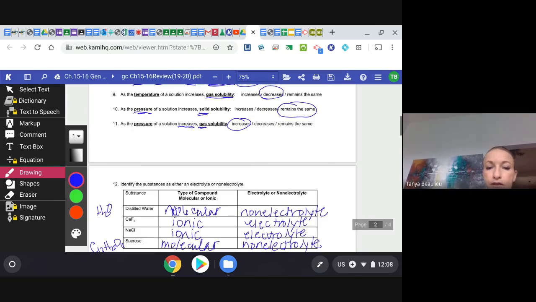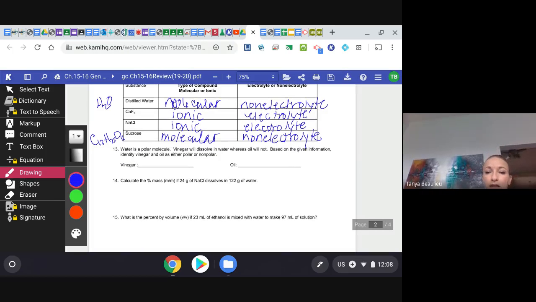All right, so let's go to number 13. 13 is dealing with the idea of like dissolves like. Polar solvents dissolve polar solutes. Nonpolar solvents dissolve nonpolar solutes, but polar and nonpolar will not mix. So here it says water is a polar molecule. Vinegar will dissolve in water, whereas oil will not. Based on the given information, identify vinegar and oil as either polar or nonpolar.